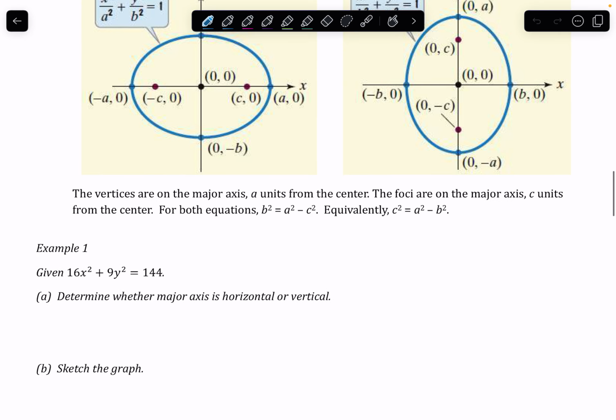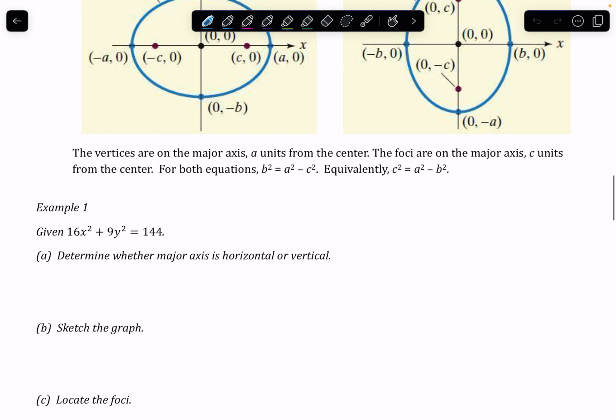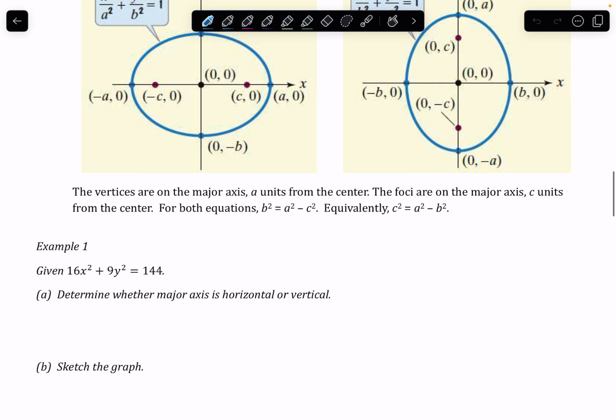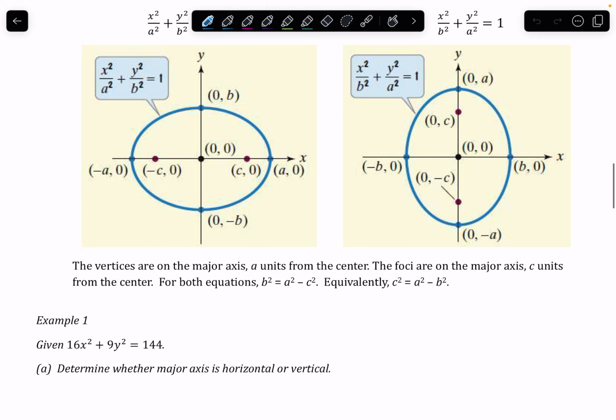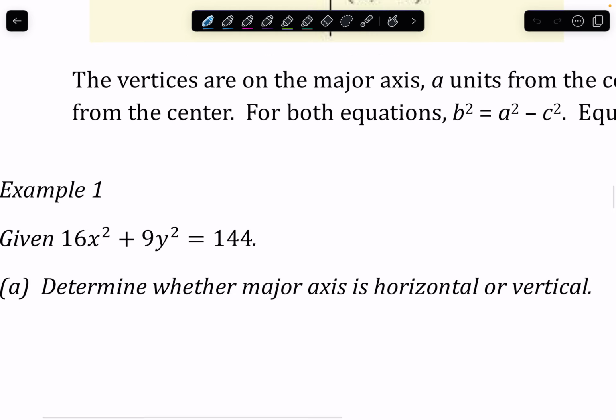All right, example 1. Given 16x squared plus 9y squared equals 144, find the following. So we're going to determine whether the major axis is horizontal or vertical. We're going to sketch a graph, and we're going to locate the foci. So first things first, notice the equation's not in standard form. Standard form should have a 1 on the opposite side of the equal sign. We do not, so we need to get it set up correctly first.